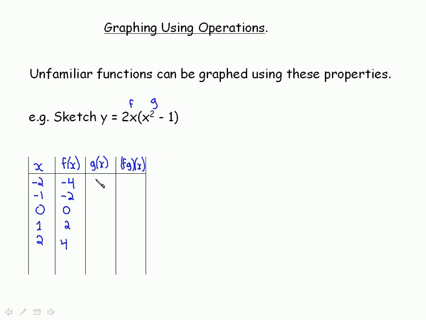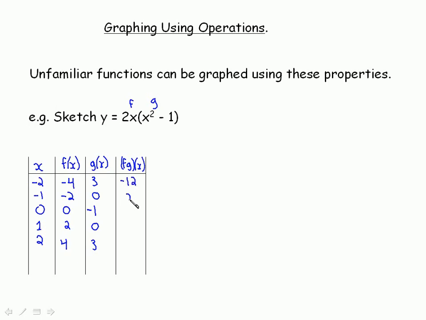-2 squared is 4, minus 1 is 3. Then -1 squared minus 1 is 0. And then 0 squared minus 1 is -1. 1 squared minus 1 is 0 again. 2 squared minus 1, 4 minus 1 is 3. So now we multiply these two together. So -4 times 3 is -12.